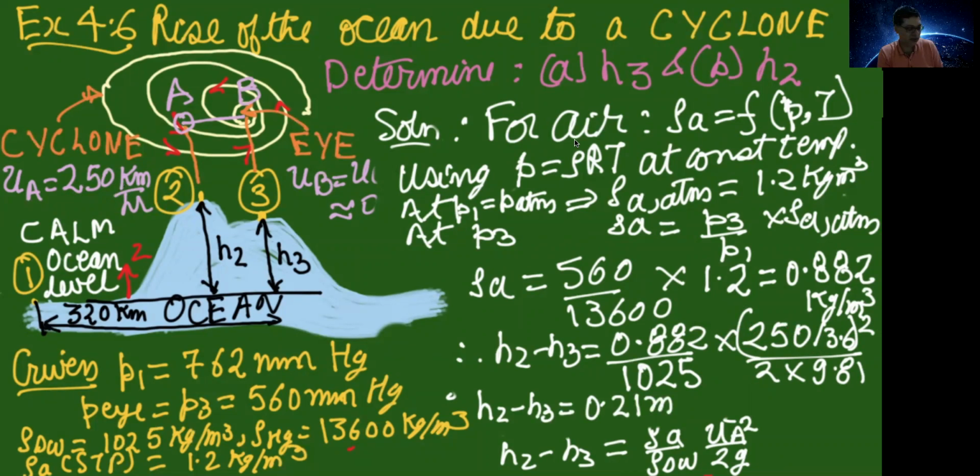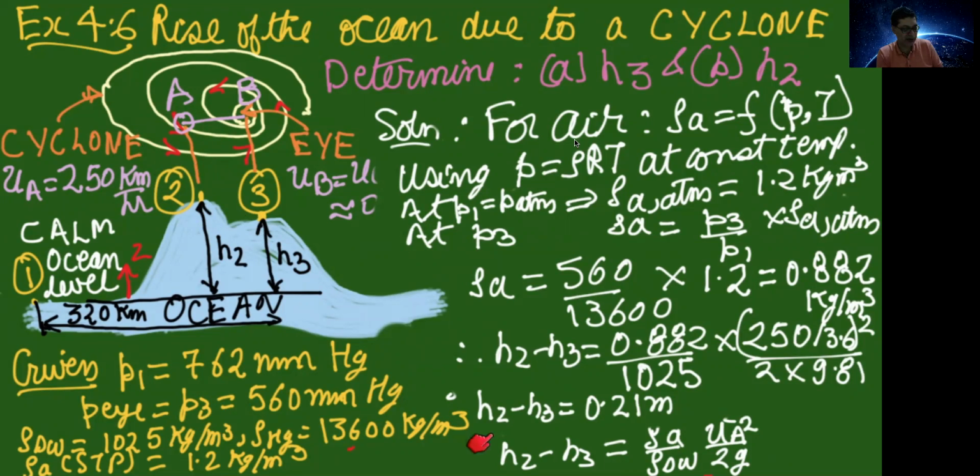due to this large velocity in a cyclone, the large velocity leads to this increase in the height. Note that the increase in the height due to the cyclone is H2 minus H3. That's why here I am emphasizing H2 minus H3. So due to the cyclone, the increase in the height is 0.21 meter.